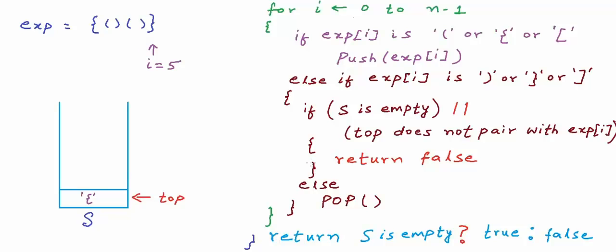Last character is a closing curly brace, so once again we will see whether top of stack is an opening curly brace or not. Do we have a pair or not? Yes, we have a pair, so there will be a pop. With this, our scanning will finish. And finally stack should be empty. It is empty. So we have balanced parentheses here.